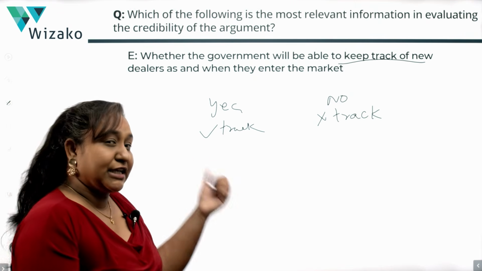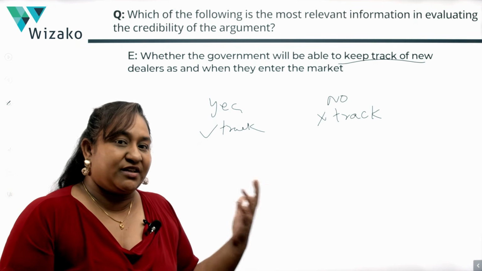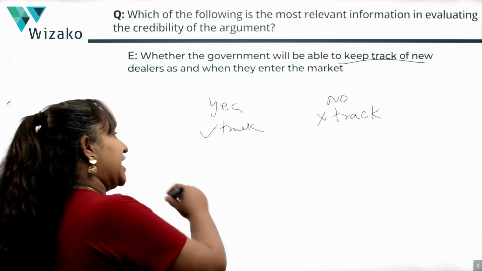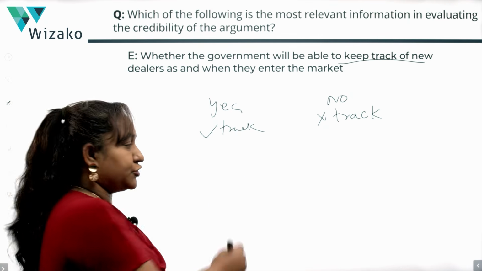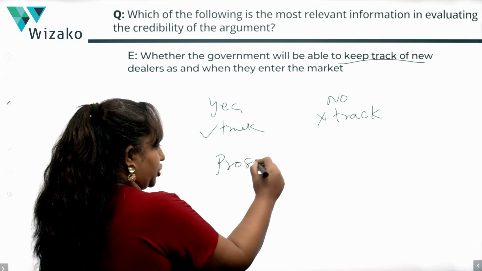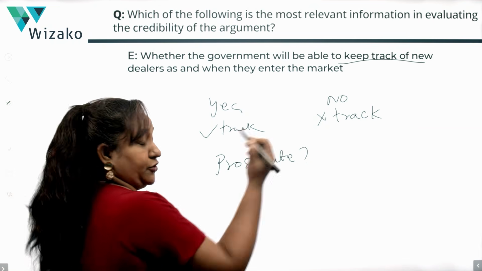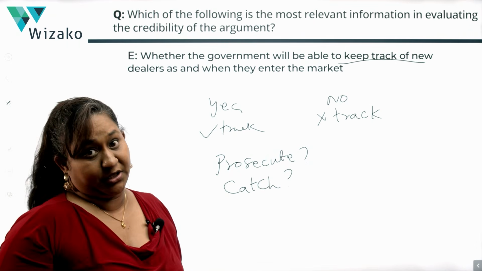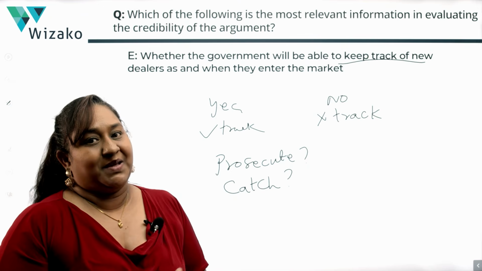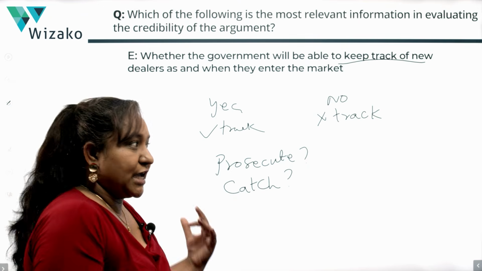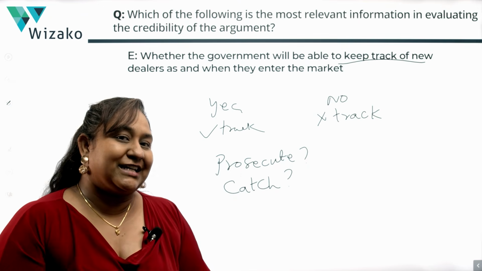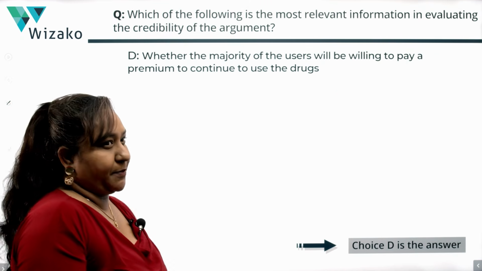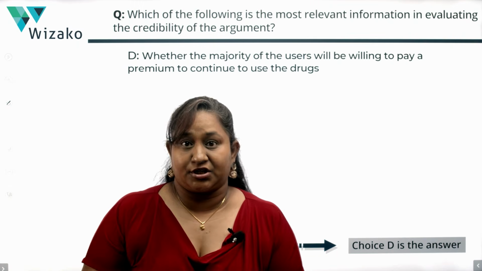So just because you're answering a yes doesn't mean this law will be effective, because keeping track is wholly different from prosecuting. If this had said something along the lines of, will the government be able to prosecute the drug dealers as and when they come into the market? Will the government be able to catch these drug dealers as and when they come into the market? Then it would have been a more relevant option, because a yes and a no would have correspondingly strengthened and weakened the argument. So evaluate is not a very straightforward question type.